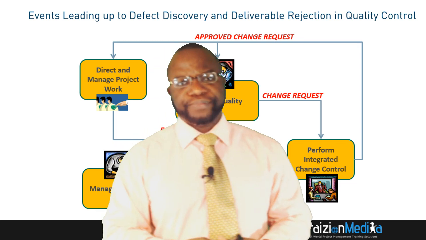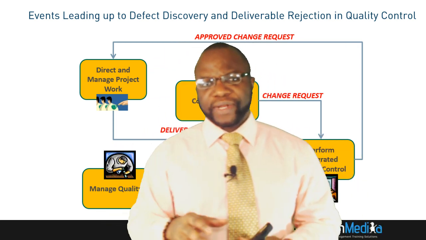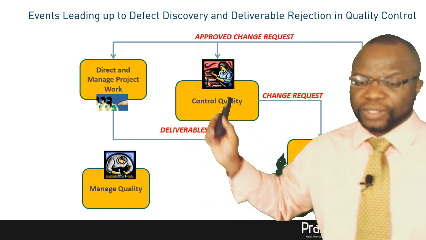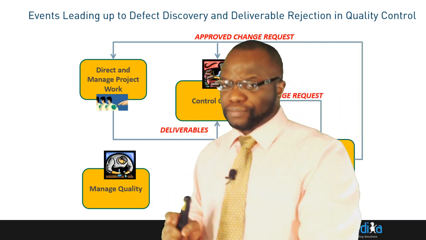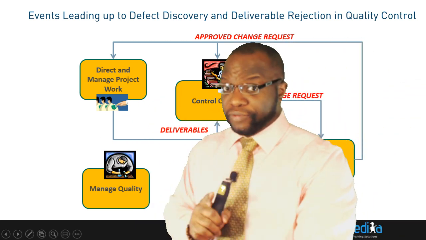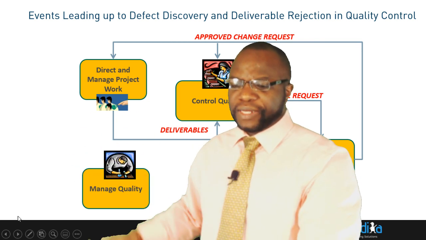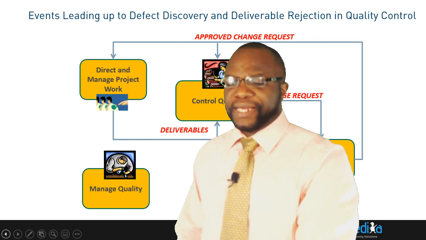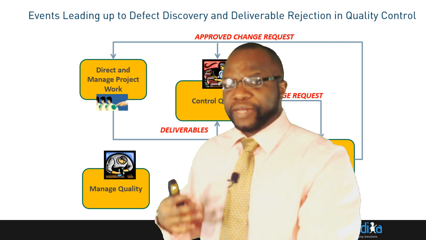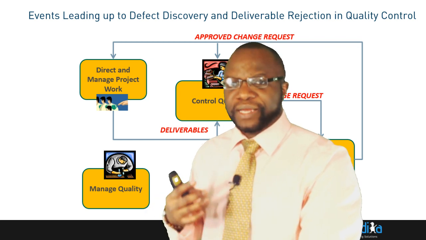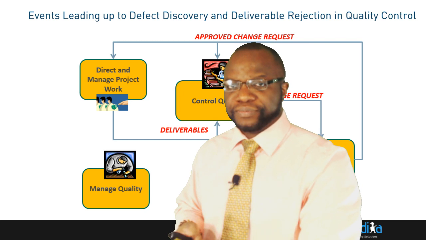In the next video, we're going to take a look at what exactly happens when the lady on the conveyor belt ends up approving the deliverable. In other words, what happens when she sees the deliverable as being fit for use, conforming to requirements, and most likely will satisfy the customer? That will be our next video.